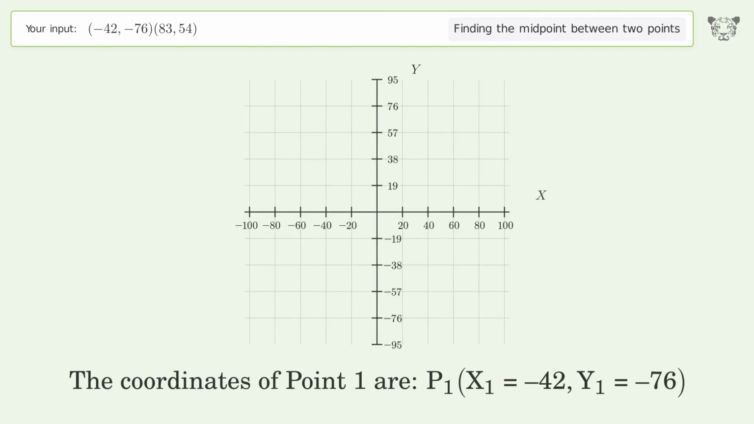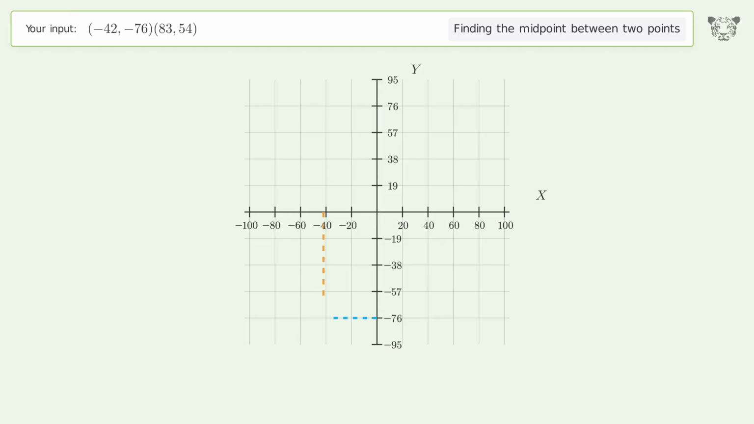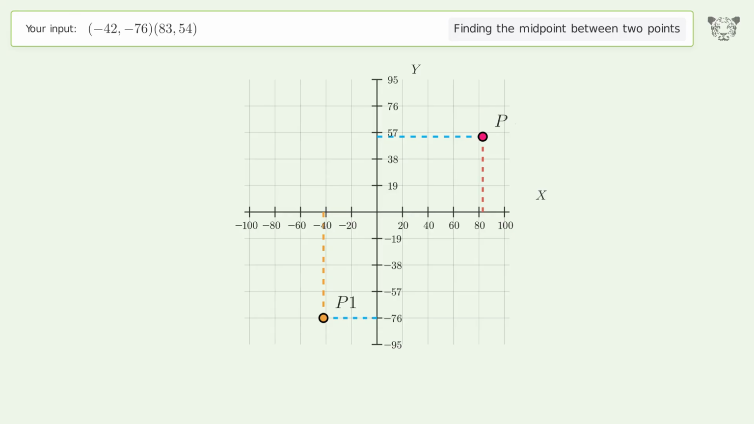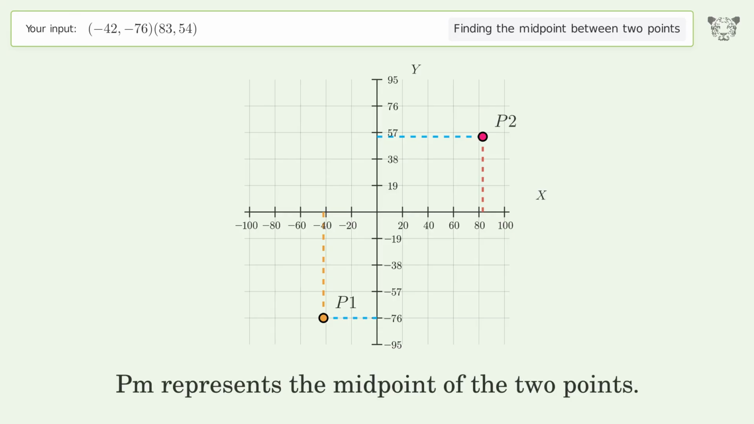The coordinates of point 1 are, x1 equals -42, y1 equals -76. The coordinates of point 2 are, x2 equals 83, y2 equals 54. PM represents the midpoint of the 2 points.